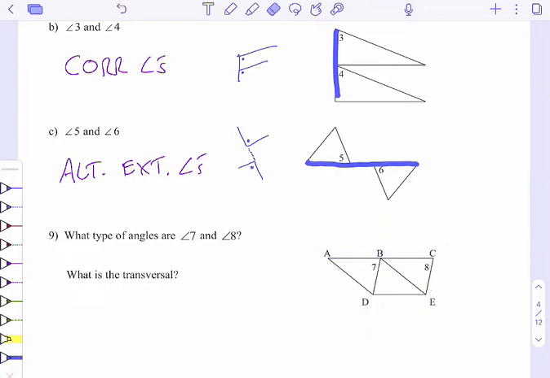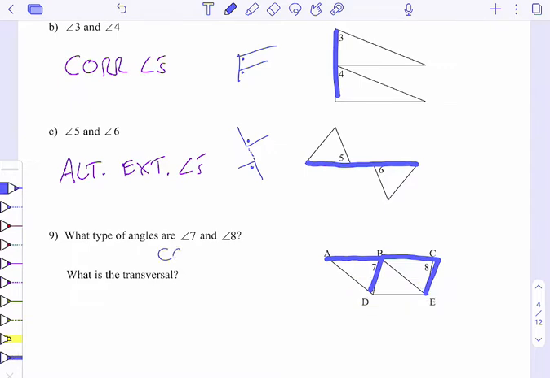I think as you do more and more of these, you might start tracing less and less stuff. You might start saying, I don't need to extend the lines. I just need to know which lines to look at, and that's what's important. And if you're saying, how do I know which lines to look at? These two lines make up angle 7, and these two lines make up angle 8. This line has nothing to do with 7 or 8. This line has nothing to do with 7 or 8. So I trace those, I get that F shape.